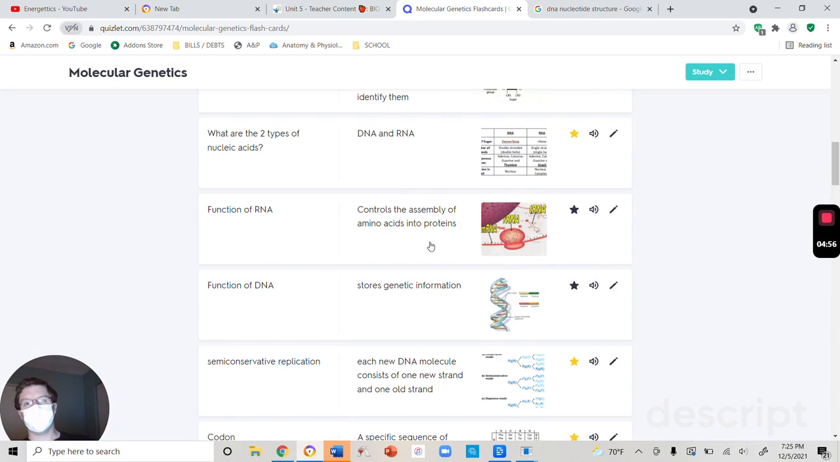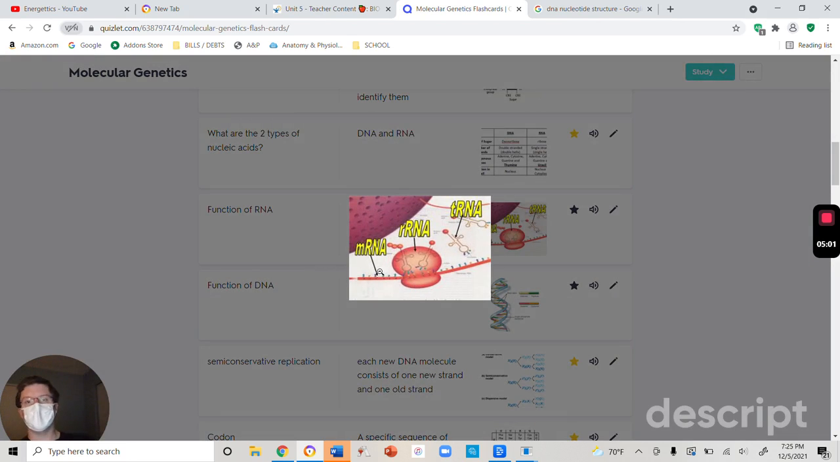So the functions of RNA are they control the assembly of amino acids into proteins. So let's take a look here at what's going on. So we have our messenger RNA. This is what we got as a result of transcription, okay? So when the DNA was unwound, tried to match up with base pairs, okay, this is what we got. This is the result of transcription, okay?